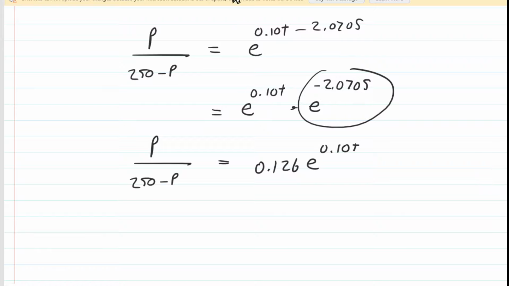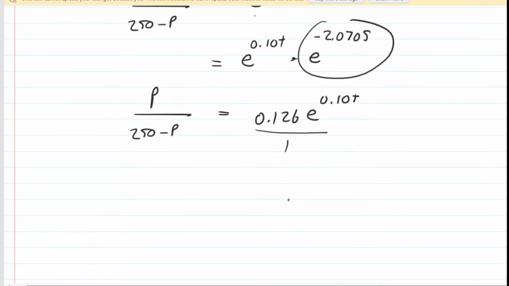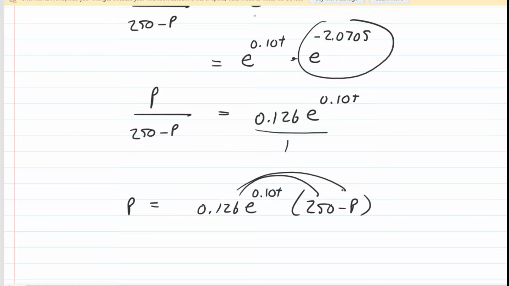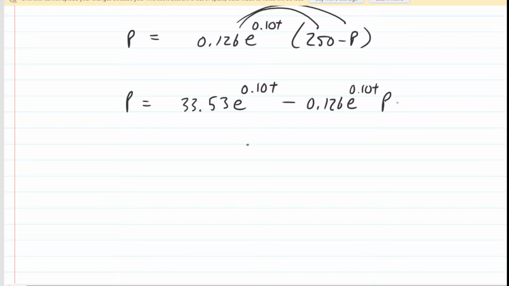Now, continuing our quest here to solve for p, we might wish to put this over 1. We could then sort of cross-multiply. So p times 1 is p. And then on this side, we're going to have the 0.126e to the 0.10t times the 250 minus p. We're going to end up distributing that exponential term. Now to both sides, we will add this term right here.